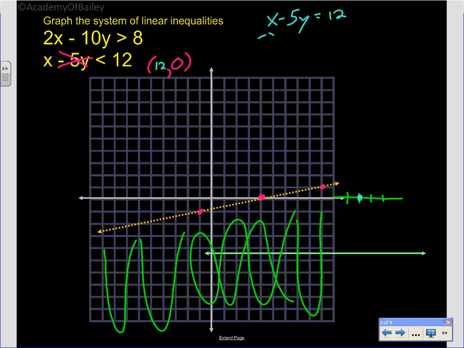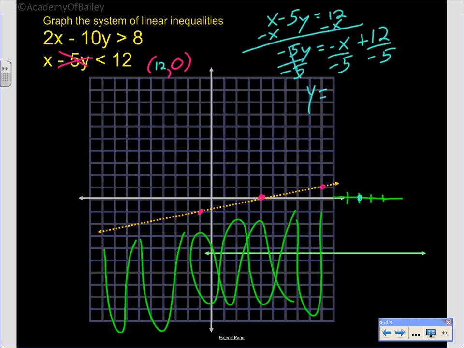We can find the slope, so we subtract x from both sides. Negative 5y is equal to negative x plus 12. Divide both sides by negative 5, so that means you divide everything by negative 5. So y is equal to negative divided by negative makes a positive, so you have positive 1/5 x. And for the 12 and the 5, positive divided by negative makes a negative, and you have 12 over 5. And so the slope is 1/5.